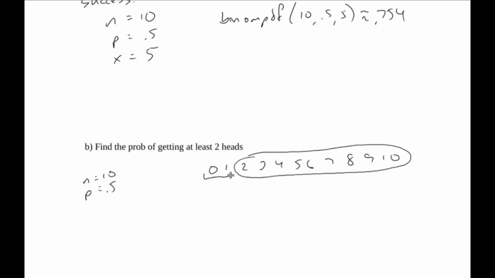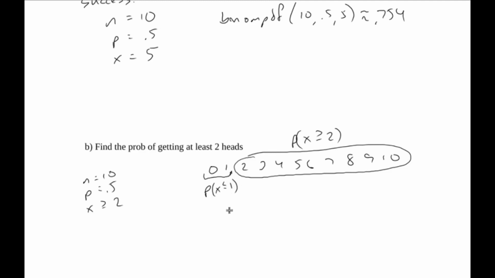And so if I'm using the complement rule like I did on that previous example, I want to figure out the probability of getting 1 or fewer heads. I would actually have to do 2 separate calculations to figure this out. The probability that x is less than or equal to 1, and this is the probability that x is greater than or equal to 2. Because we're trying to find the probability that x is greater than or equal to 2, that we get at least 2 heads.